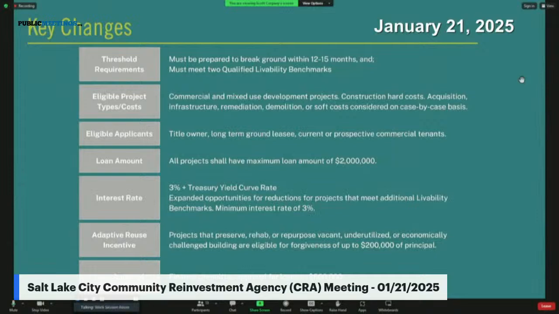The adaptive reuse incentive, this is where we're talking about integrating the adaptive reuse incentive into the loan program. Currently, it's limited to the Granary District, but with this program modification, we would like to open it up to all applicants, allowing any project that reuses vacant, underutilized, or economically challenged buildings to be eligible for up to $200,000 of loan forgiveness. And the $200,000 could be the entirety of the project costs, or it could be part of a larger development budget.